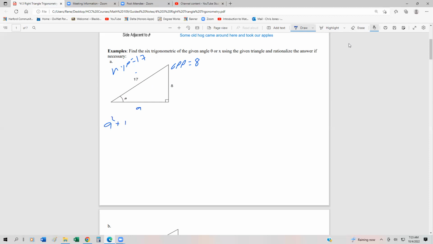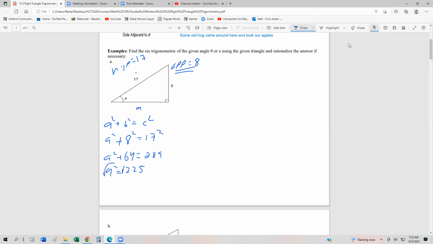If you're ever missing one of the sides of a right triangle, and it has to be a right triangle, you can use the Pythagorean theorem, a squared plus b squared equals c squared. Here a and b are the legs and c is the hypotenuse, which in this case is 17. In this case, b squared is 8 squared. That means a squared plus 64 is equal to 289. If I subtract 64 from both sides, a squared is going to be 225.